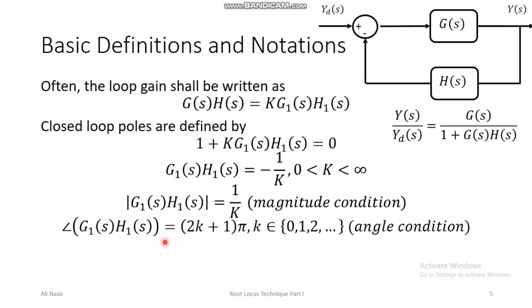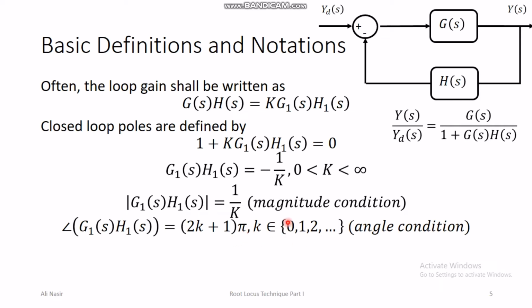The angle condition, I will go into a little bit more detail in the next slide, what the angle condition means and how we can use it. For now, you just have to absorb the expression. Angle of g1 of s times h1 of s is equal to 2k plus 1 times pi, where if k is 0, then this is pi. If k is 1, then this would be 3 pi, and if k is 2, this would be 5 pi. So pi, 3 pi, 5 pi, 7 pi, 9 pi, and so on.